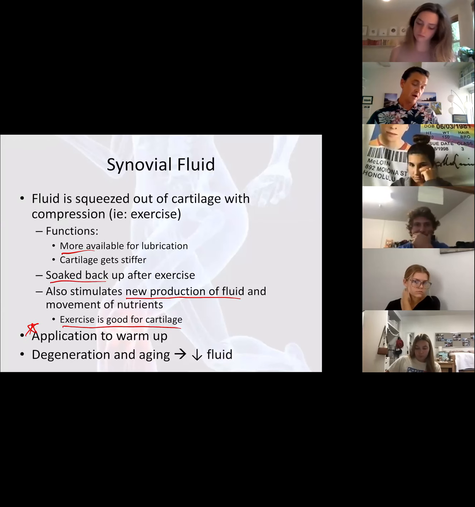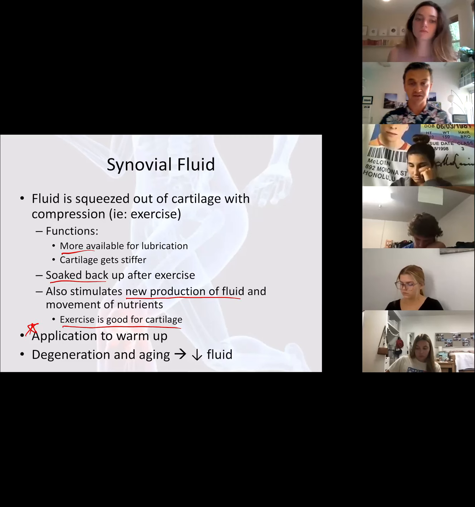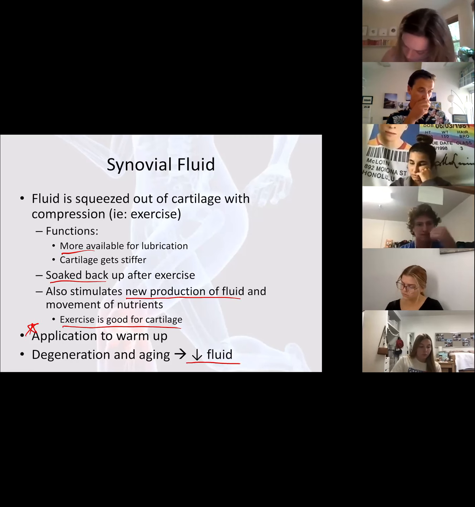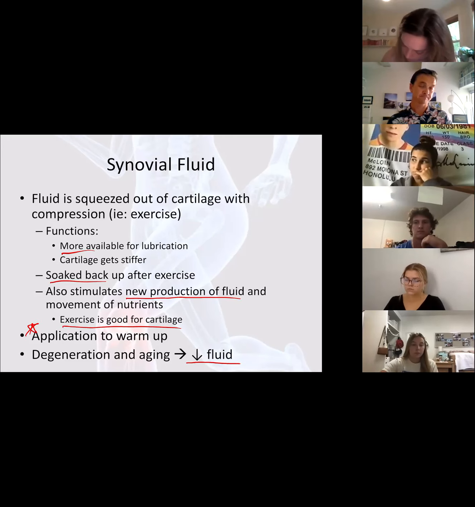Okay, as we age, as our cartilage degenerates, as we move towards something called osteoarthritis, then the amount of fluid in the joint declines and it dries up. Okay, any other questions about that?